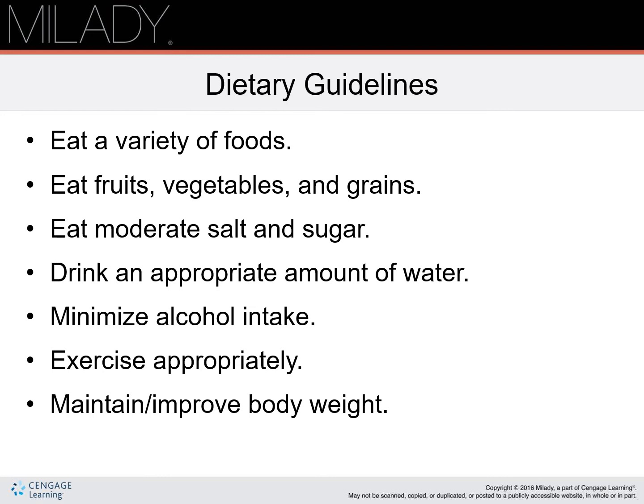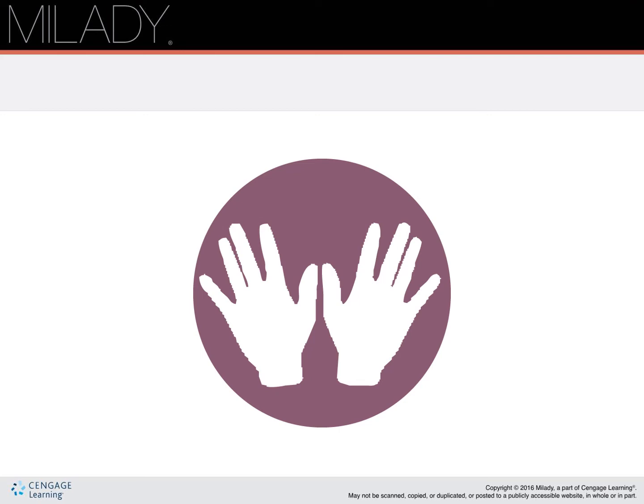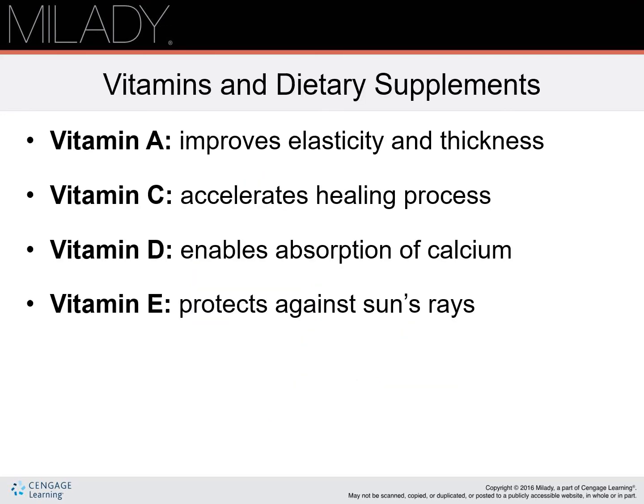I've always been told roughly like a gallon of water a day. So I try my best every day to drink 128 ounces of water. You need to minimize your alcohol intake. Alcohol is also grains and sugar as well. You need to exercise appropriately, and you need to maintain and improve your weight. So let's talk about vitamins and dietary supplements. Vitamins play an important role in the skin's health, often aiding and healing and softening the skin in fighting diseases.